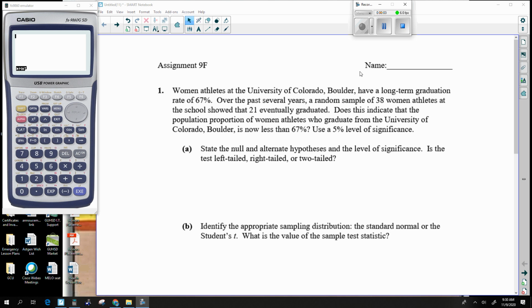Okay, here we go again. This is our second assignment dealing with hypothesis testing with probabilities. So again, we're not talking about averages, we're talking about probabilities.